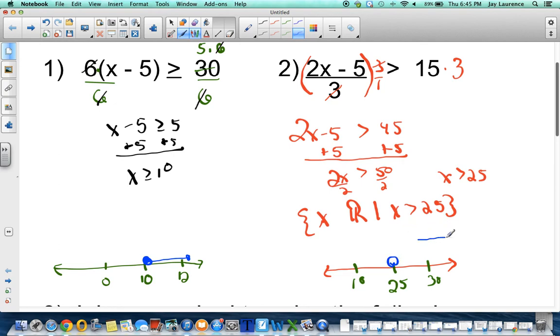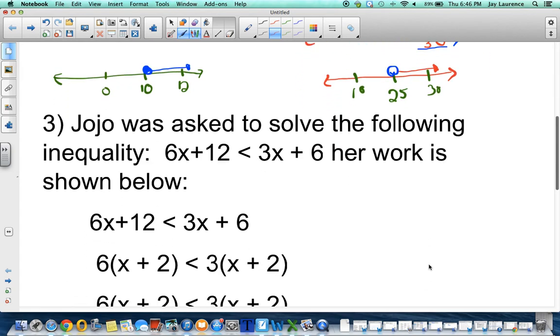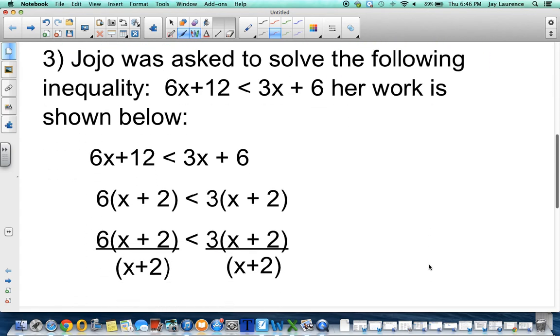Now again, I'm going to test it. I'm going to put a number in there that makes it true. Or I guess I could counter test it. I could put a number that makes it false and then not shade that way. That doesn't make as much sense to me. So I'm going to try to make this true, and I'm going to put 30 in. 30 is greater than 25. It is a true statement, so I shade in the direction of the 30. Okay, always test it. Don't just say, well, I'm going to shade this way. Always test it.